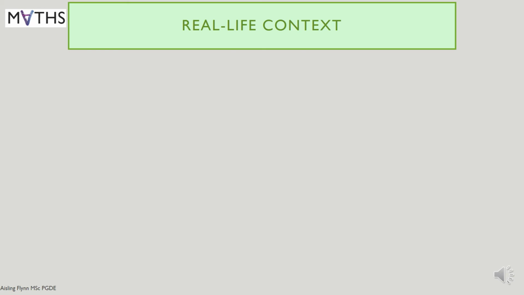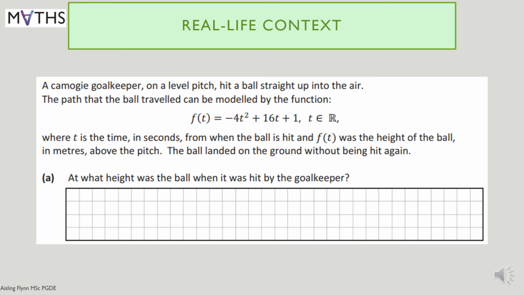Now, the next part of this video is a question from the 2019 Ordinary Level Leaving Cert Paper 1, and it is a functions question, but it tries to put it in a real life context to describe something in real life. So the first part: a camogie goalkeeper. Camogie, if you don't know, is the female version of hurling, the Irish national sport. A camogie goalkeeper on a level pitch hits a ball straight up into the air. The path that the ball travelled can be modelled by the function.